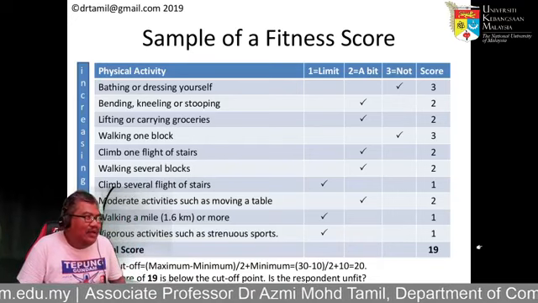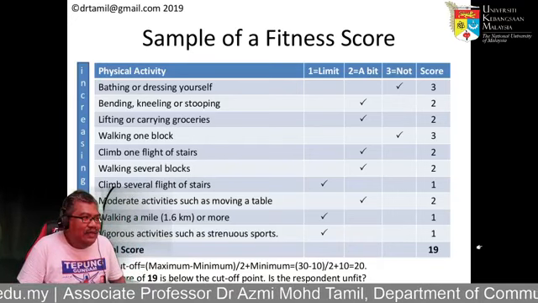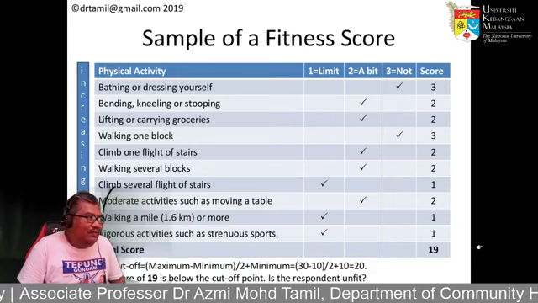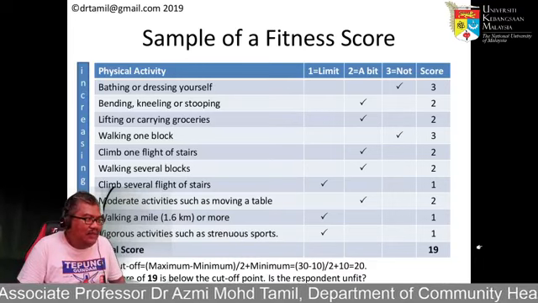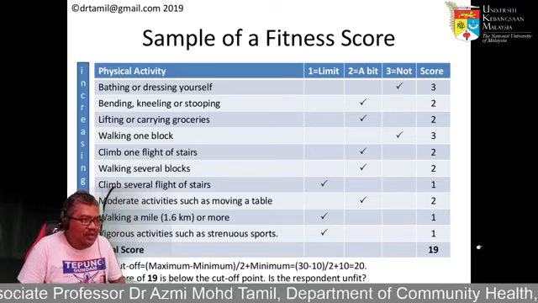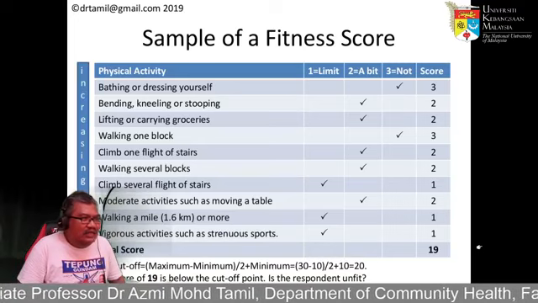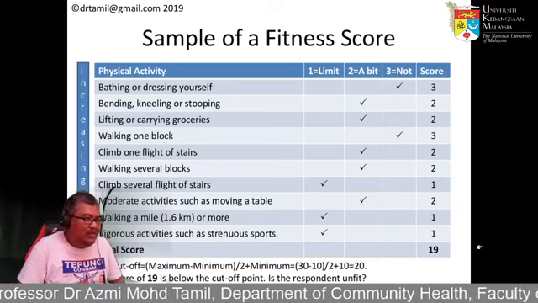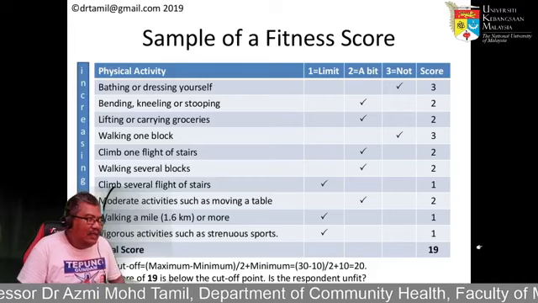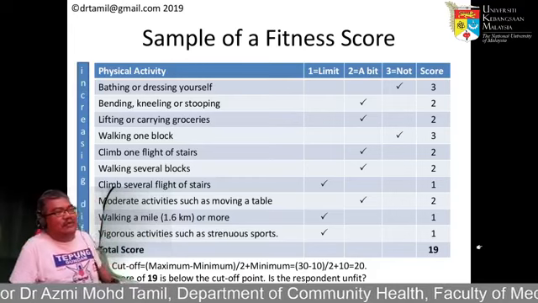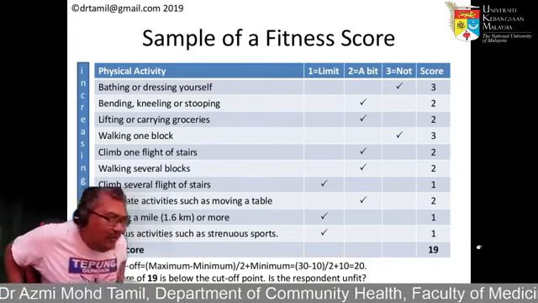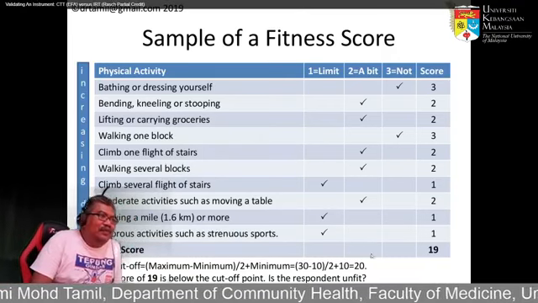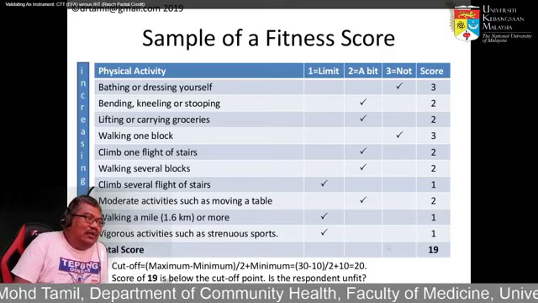So sorry. Okay. So you have the cut-off point. So how to get the cut-off point? It is very easy. You take the maximum possible score minus the minimum score, divide by 2. So the maximum possible score is 30 minus the minimum, which is 10. So you get 20. 20 divided by 2, you end up with 10. Then you add back the minimum score, which is 10. So the cut-off point, the neutral score, is 20. So therefore, the score of 19 is below the cut-off point.